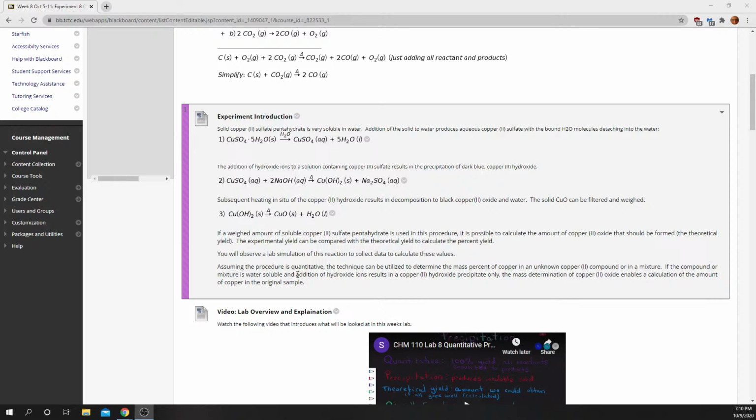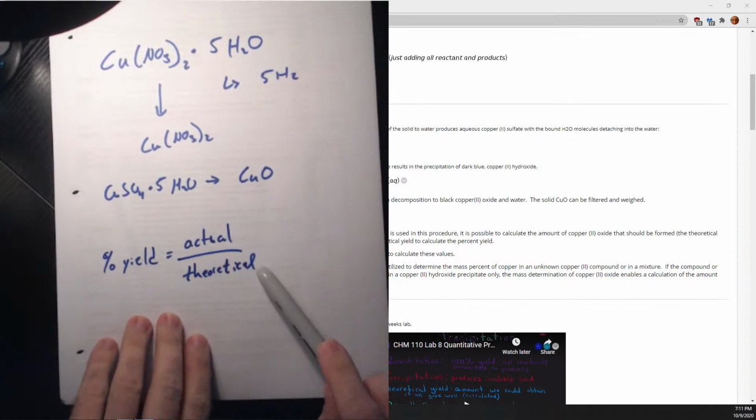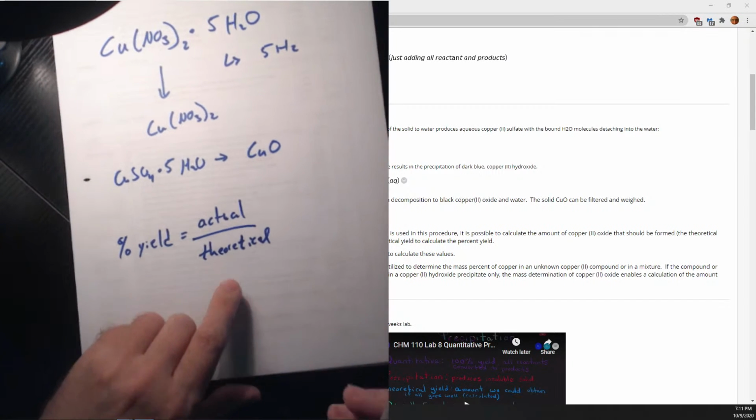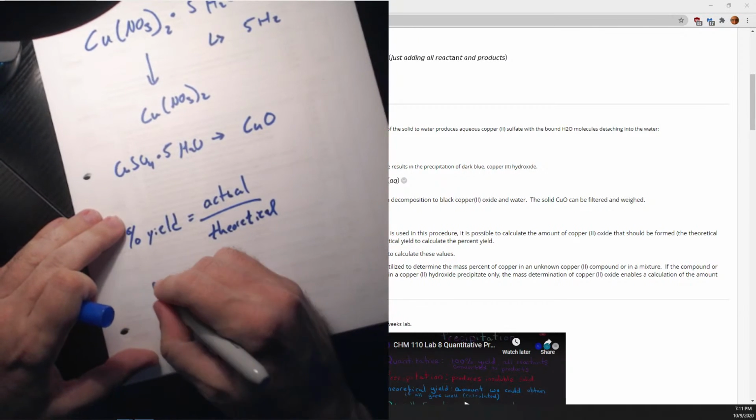So one of the things you're going to be doing is a percent yield calculation. Percent yield is equal to your actual yield divided by your theoretical yield. Now, you can't see what I'm writing. So if everything goes perfectly, then you would get your theoretical yield.